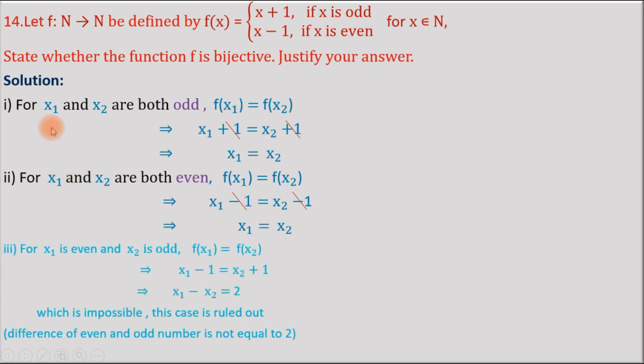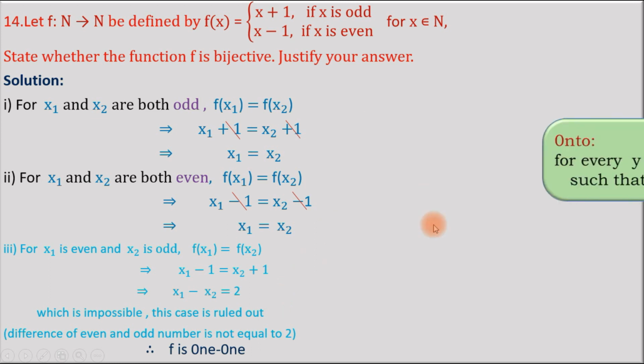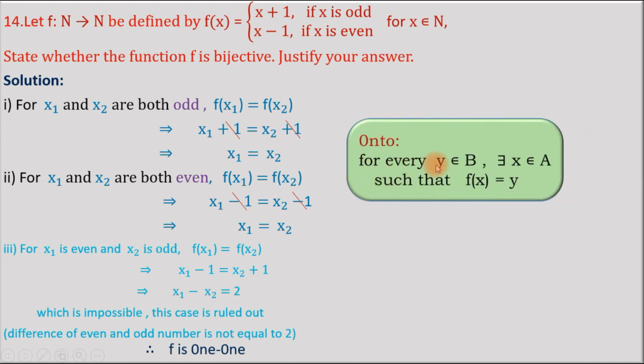Hence, the only possibility is x1, x2 are both odd or x1, x2 are both even. In these two cases, f of x1 equals f of x2, and we are getting x1 equals x2. Hence, by the condition of a 1-1 function, this function is 1-1. For onto function, for every y belonging to B, the codomain of natural numbers, there exists x belonging to A, natural numbers, such that f of x equals y.